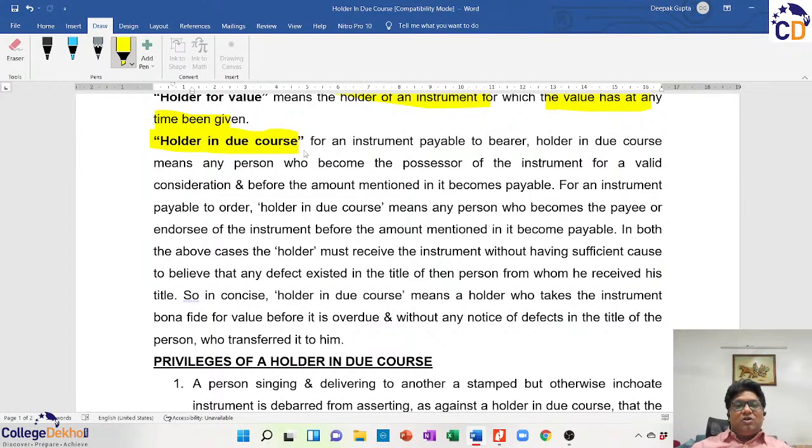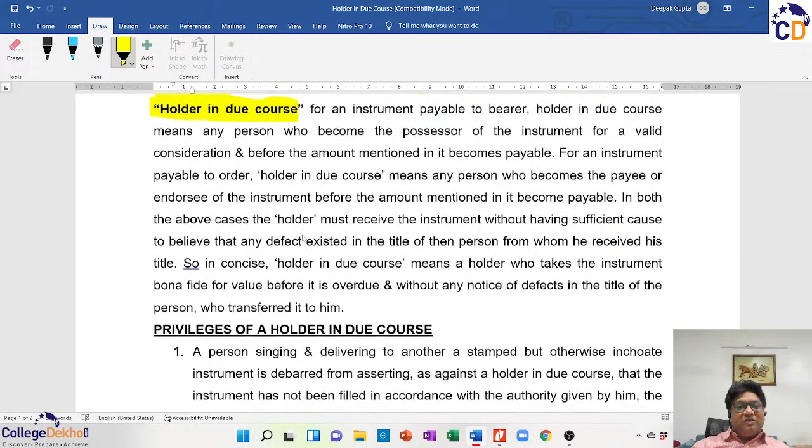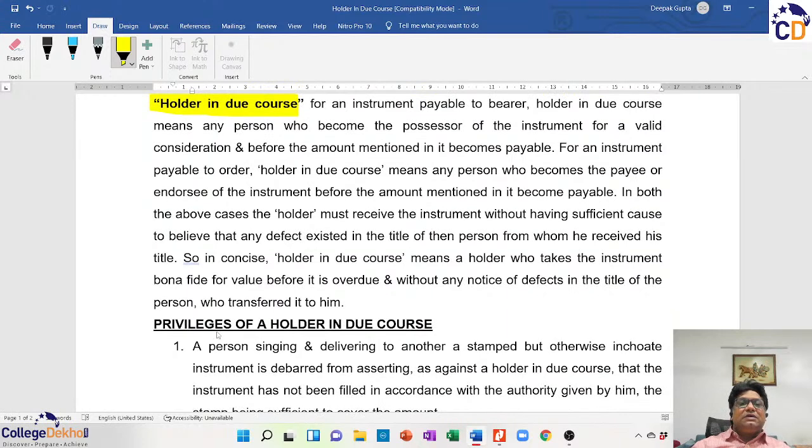So basically a holder in due course enjoys certain privileges which we will discuss under the heading privileges of a holder in due course. So normally the question in the paper is what is a holder in due course and what are its privileges, or there can be another question that how a holder is different from holder in due course or vice versa. So when we differentiate between a holder and holder in due course, there are three characteristics. If all the three are there, then the person is known as holder in due course. Otherwise, he can either be a holder or holder for value.